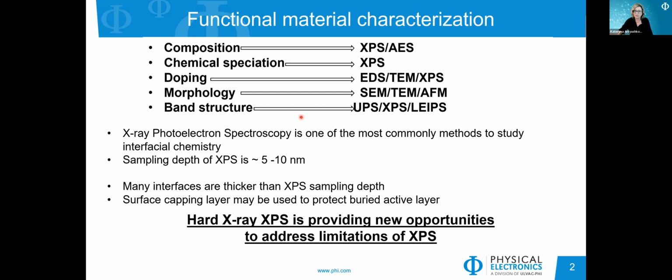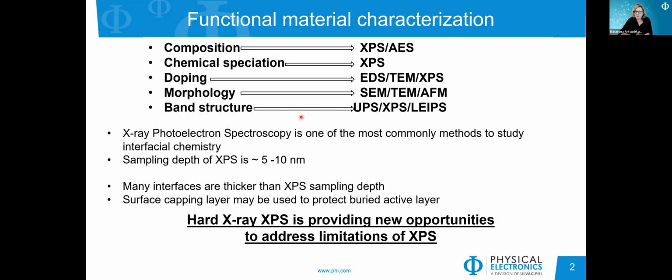It is one of the most commonly used methods, mainly due to its capability not only to provide elemental composition, but also chemical composition. The sampling depth of XPS is 5 to 10 nanometers, which makes it very advantageous for surface analysis specifically. But at the same time, new materials have interfaces that may be thicker than XPS sampling depths.